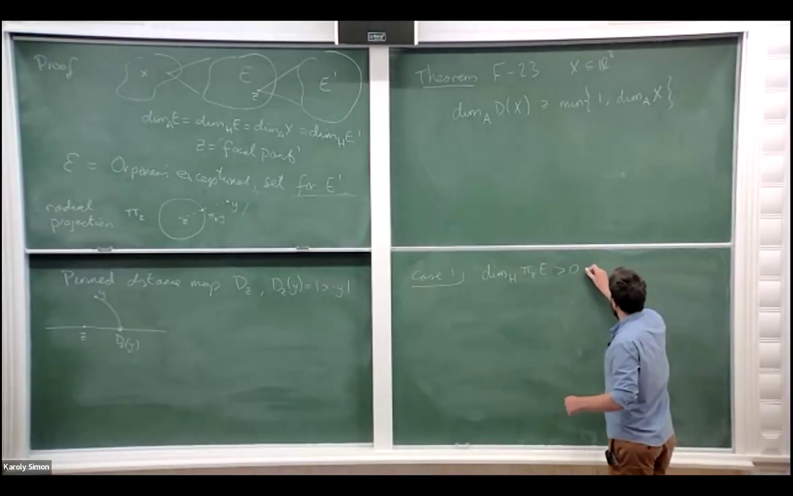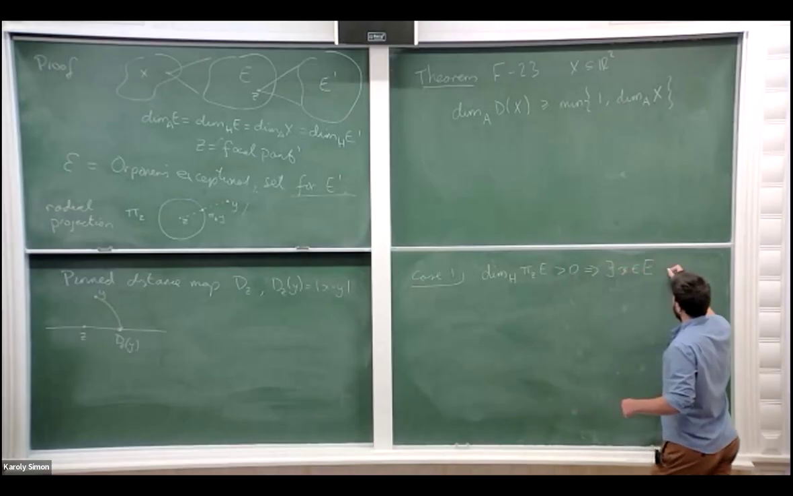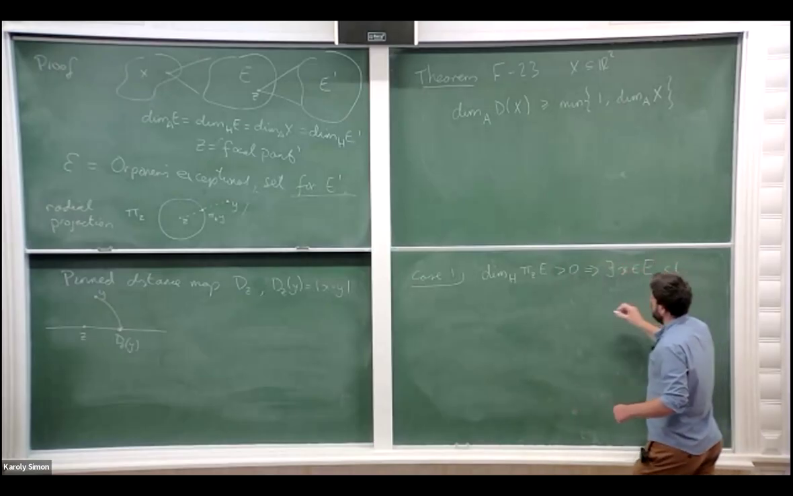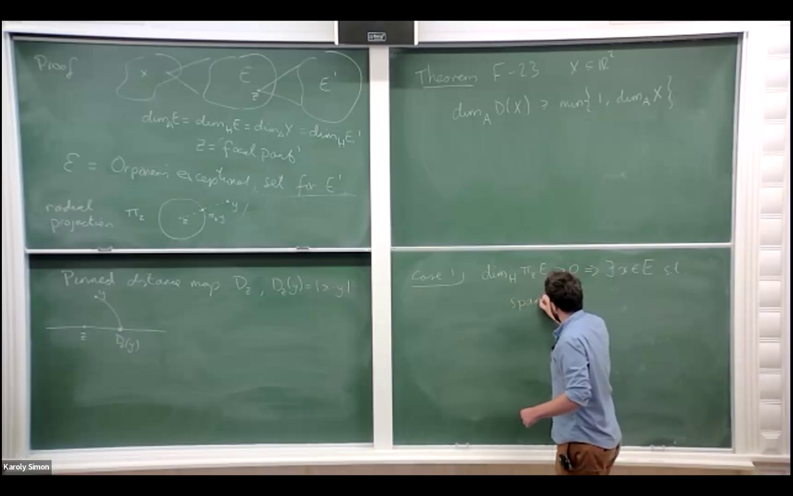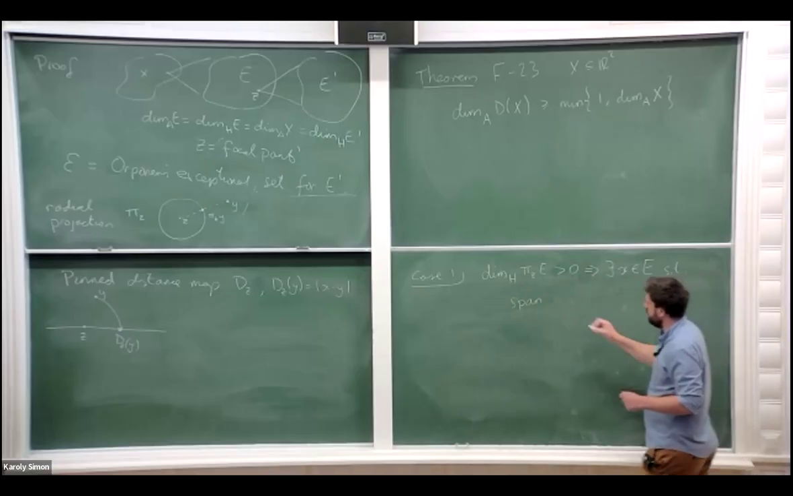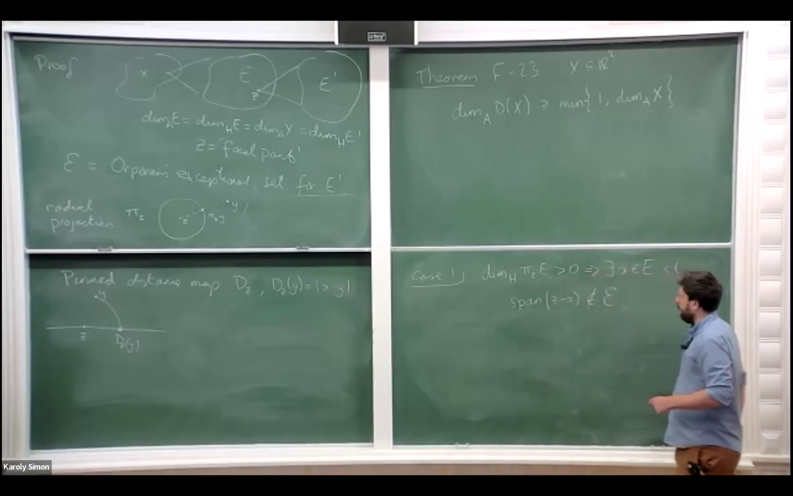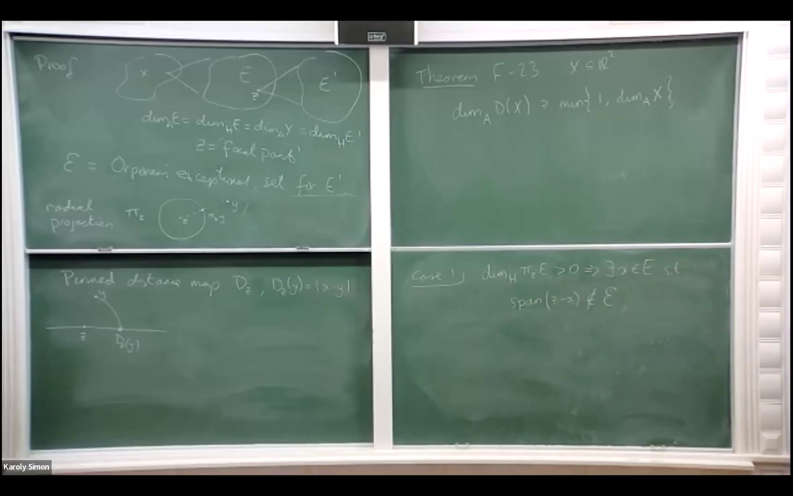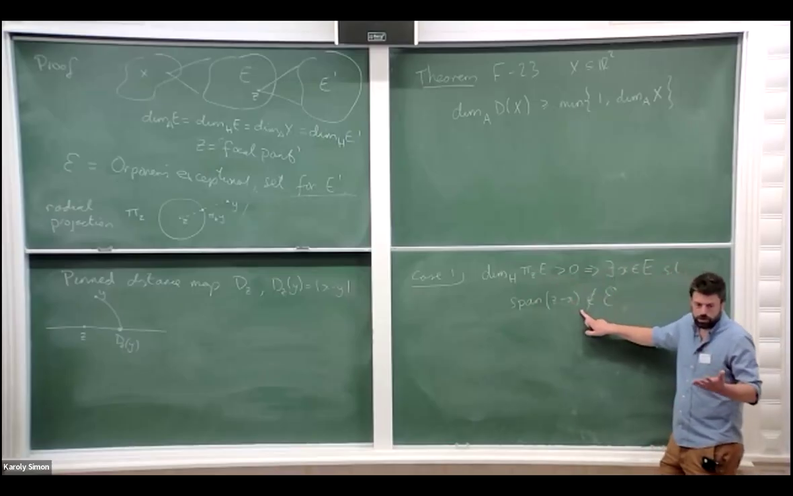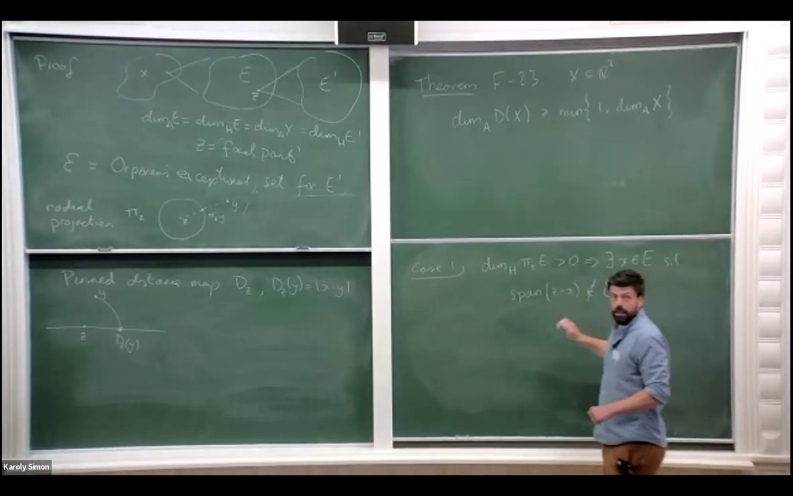Right, so this implies that there exists another point X in E such that the subspace determined by the direction of X from Z, so that's the span of Z minus X, is not in the exceptional set. Why? Because the exceptional set has dimension 0 by Orponen's theorem. So if this direction set has positive dimension, then I must be able to find a direction which is not in the exceptional set. So now, what do I want to estimate?